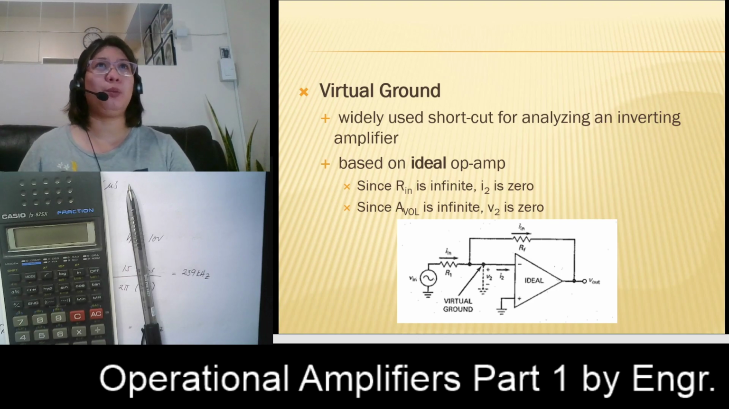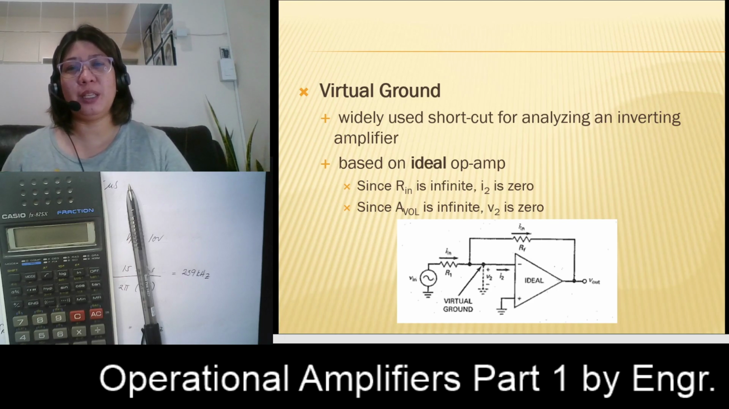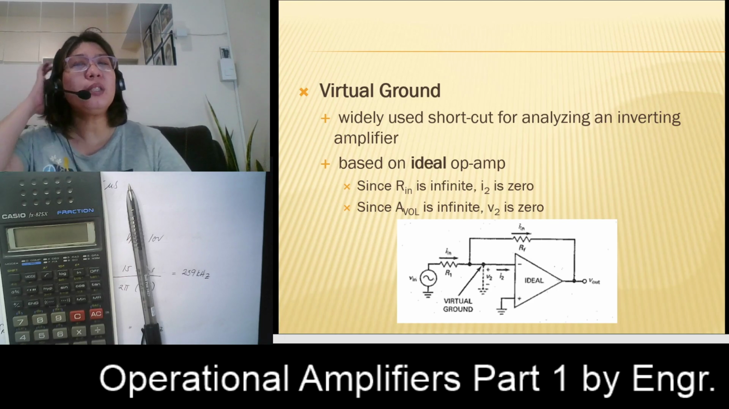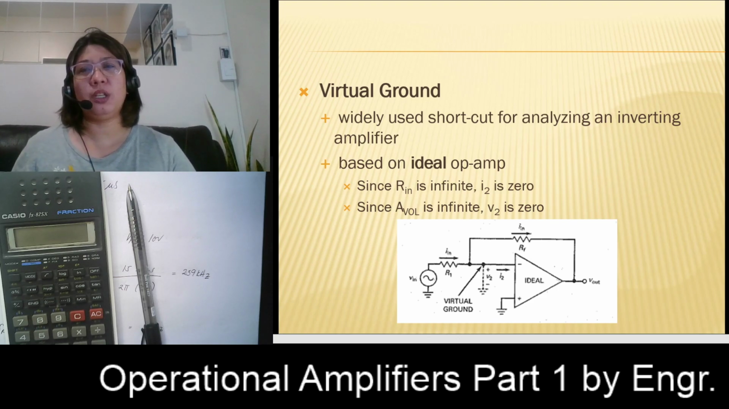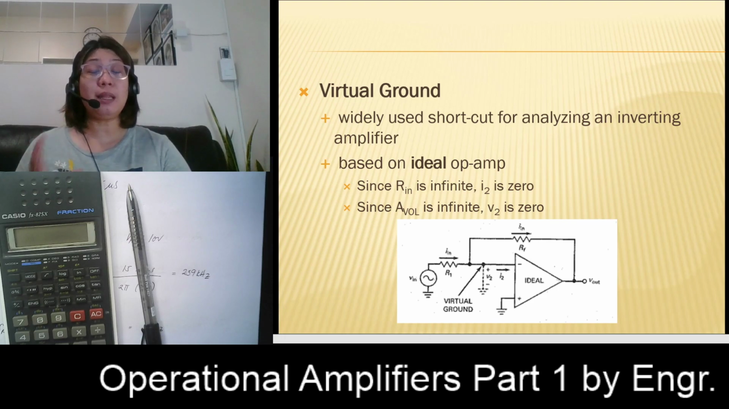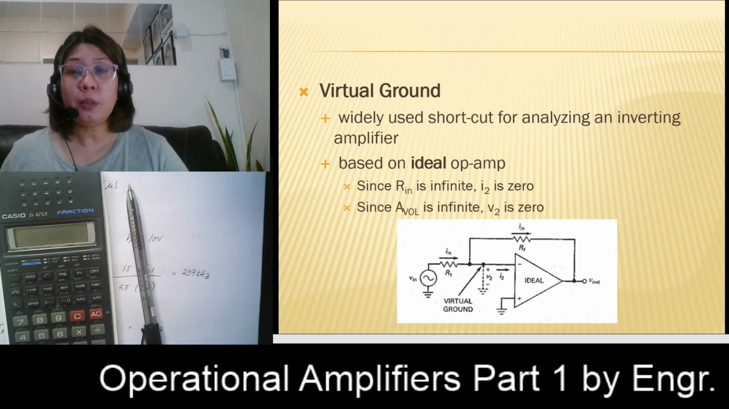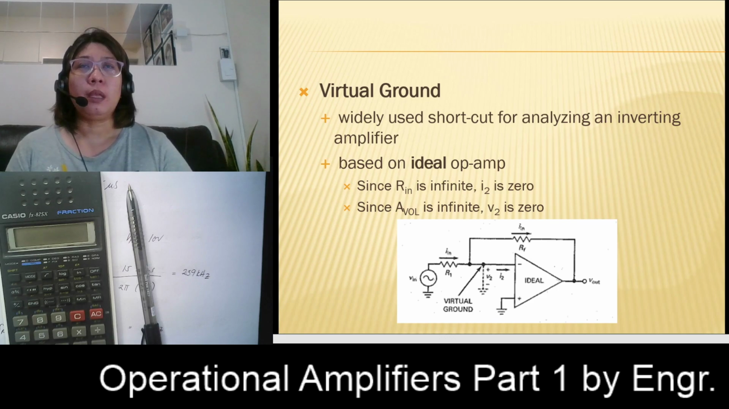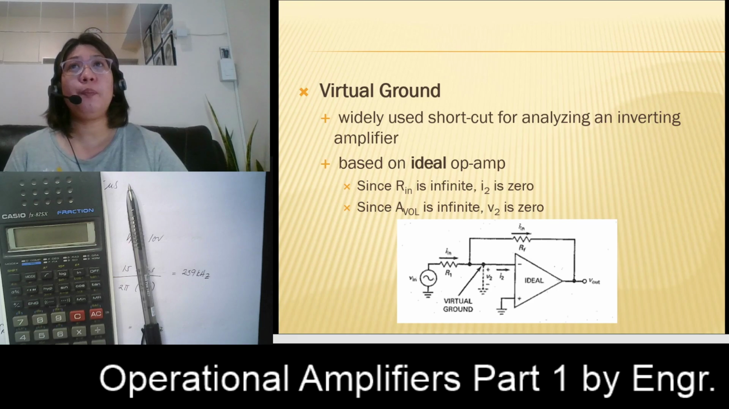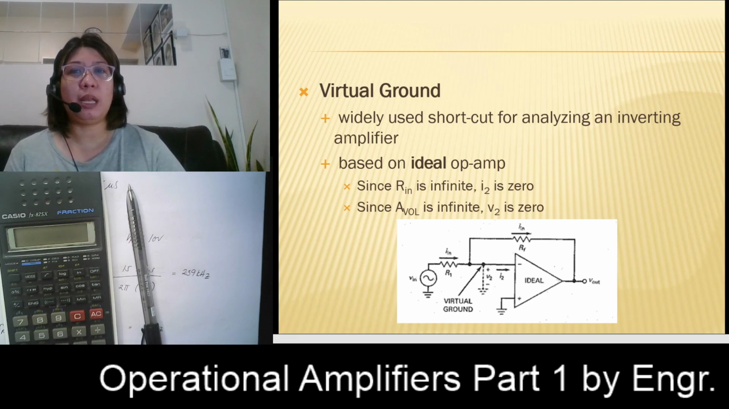We all know that when we have a short circuit, your voltage is zero, but your current is maximum. But this virtual ground here is very unusual because it is a short for voltage, and at the same time, since it is not really there, it is just virtually there, it is open for current. So the virtual ground is provided for us to have a very simple approach in our analysis of an operational amplifier.